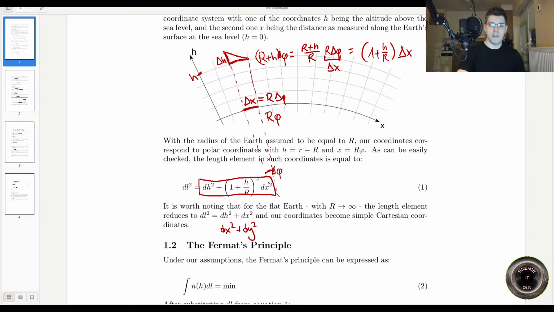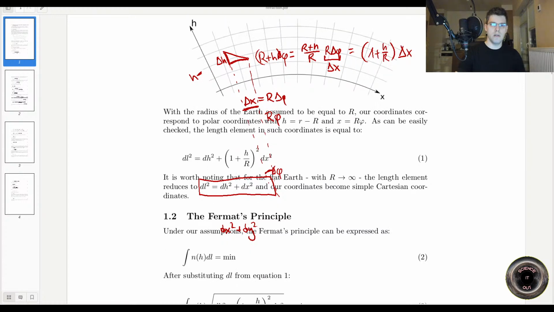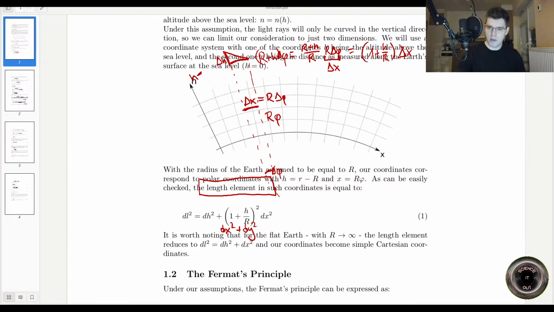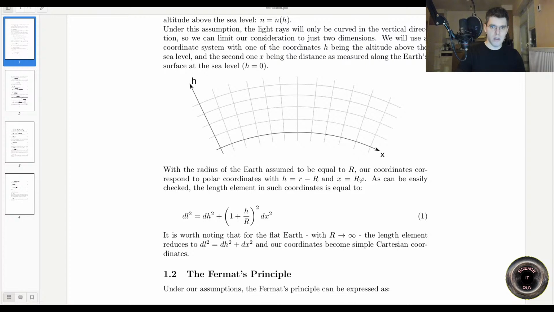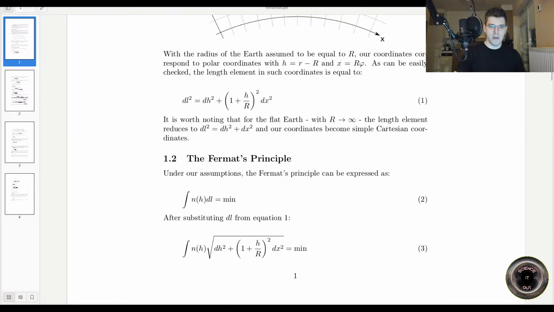So yeah, that covers this part. Let's see if this all disappears. Oh, no, it doesn't. But I want it to disappear, actually. Okay, let's clear it. And let's go to the actual mathematics behind refraction, which is the Fermat's principle.